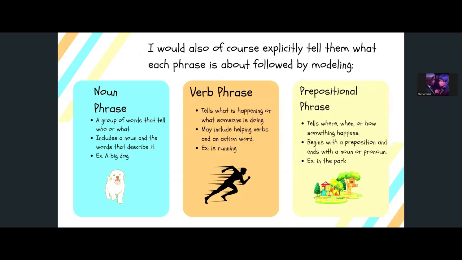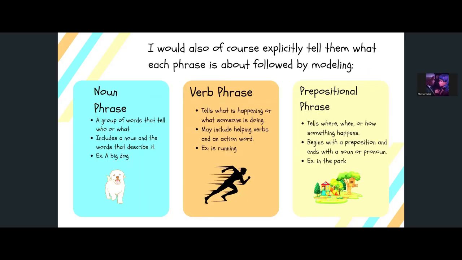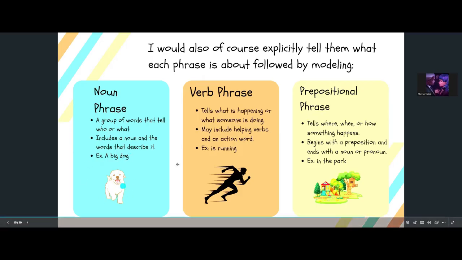I would also, of course, explicitly tell them what each phrase is about, followed by modeling. So I will start with simple sentences, do the same thing that we have done previously, dividing it, identifying what it is, and the importance in the sentence. And then, of course, I would tie it into what I want them to do, which is explaining how this is a noun phrase, how it's a group of words that tell who or what, includes a noun and the word described. And then again, I always add at least one example or more along with a picture.